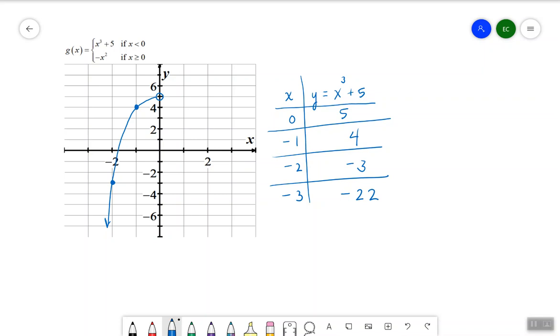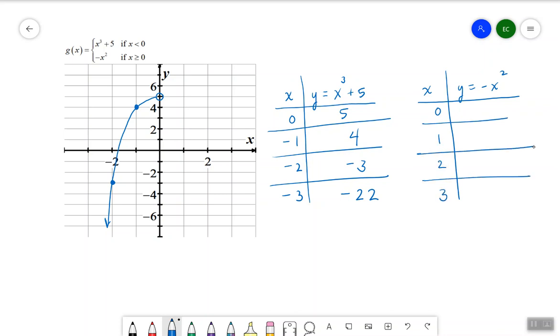Okay, let's go ahead and make another table. Let's do x and y equals -x squared. And we're going to use that rule whenever x is greater than or equal to 0. So 0, 1, 2, 3. And so I guess we have to be just a little bit careful here. You know, what's getting squared here is just the x value. The negative doesn't get squared. If it were getting squared, then -x would have to be in parentheses.